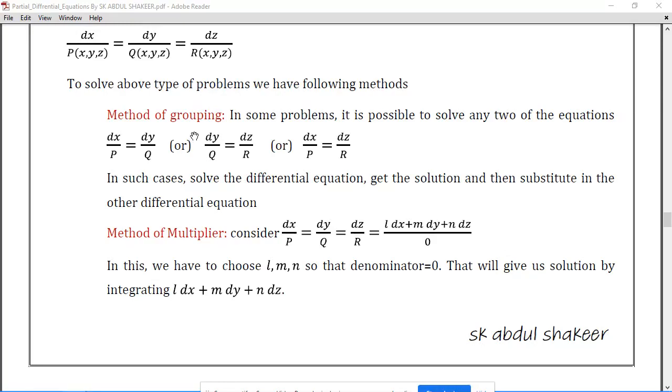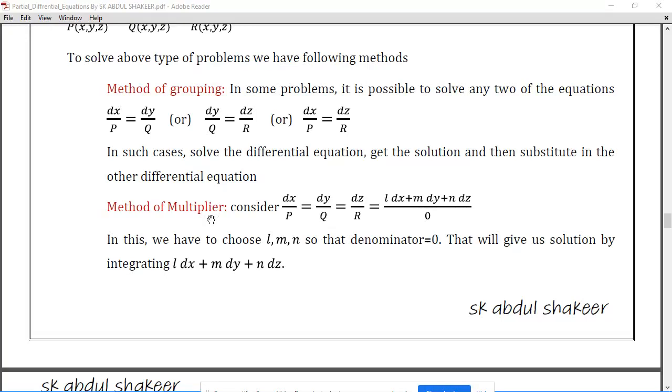Once again, we have to equate like this. First two fractions are equated, or middle and last fraction is equated, or first and last fraction is equated, and solve the differential equation, get the solution and then substitute in the other differential equation. We will get the solution for the given linear partial differential equation.